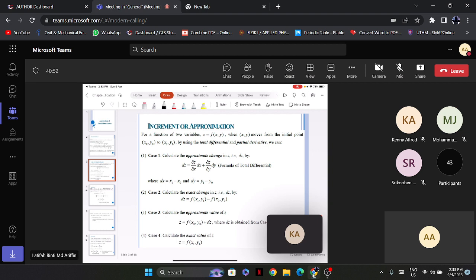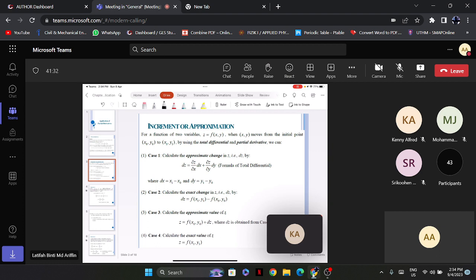Okay, so what does it mean by increment or approximation? For a function of two variables z equals f(x,y), when (x,y) moves from the initial point (x0,y0) to the new point (x1,y1), by using the total differential and partial derivative, ada a few cases that we can consider over here. Our first case will be, we can calculate the approximate change in z, and then case number 2, we can calculate the exact change in z.